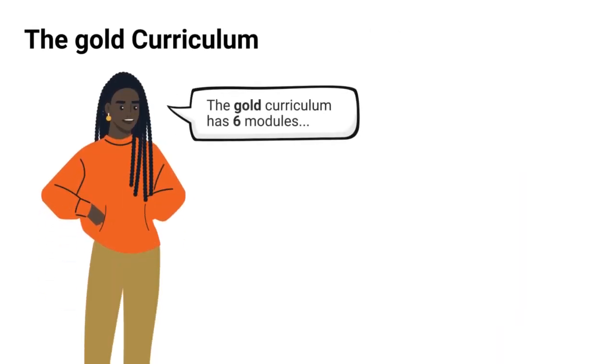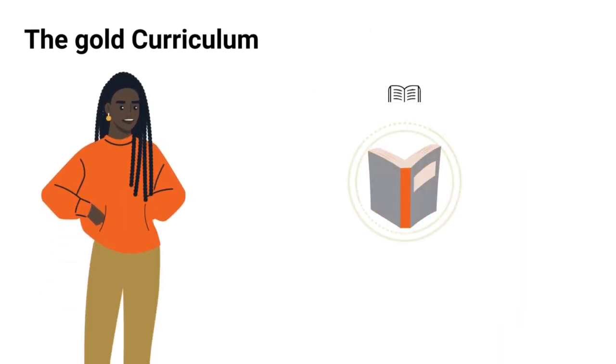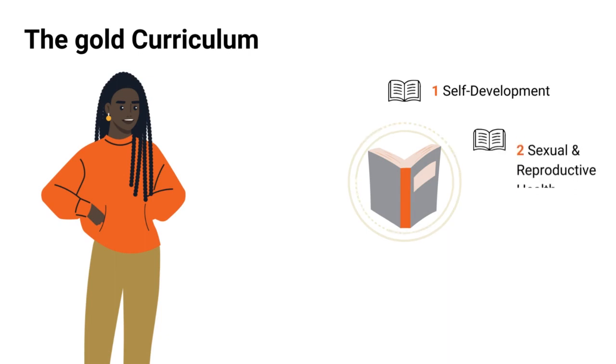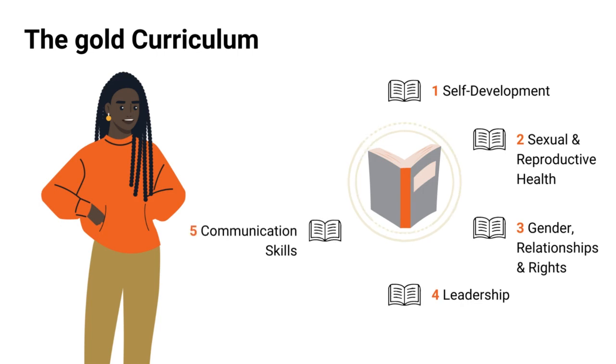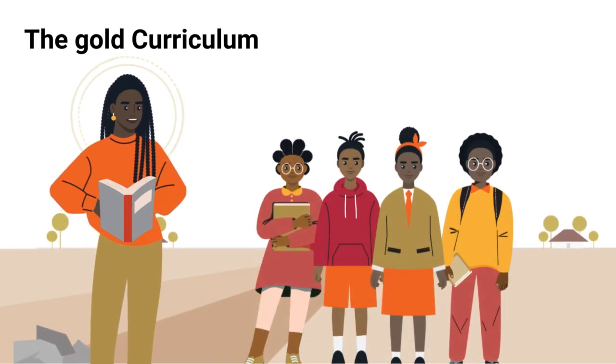The GOLD curriculum has 6 modules, and these are self-development, sexual and reproductive health, gender, relationships and rights, leadership, communication skills, community action. Peer educators will then impart the knowledge learned to their peers and in their community.